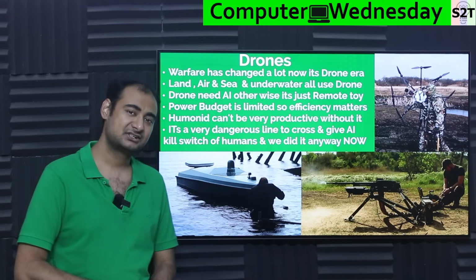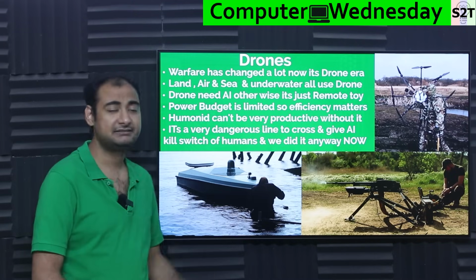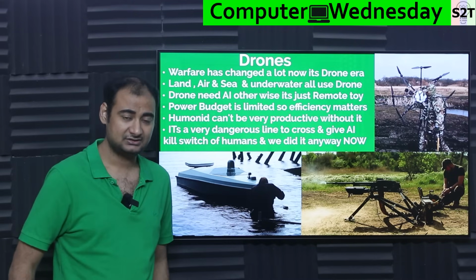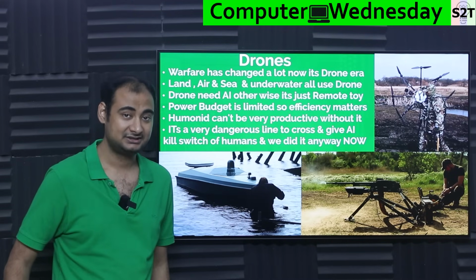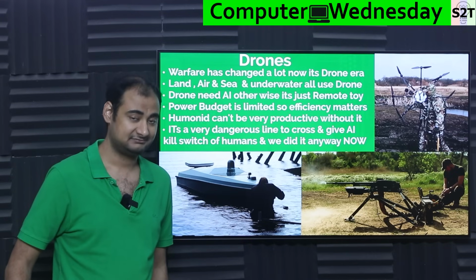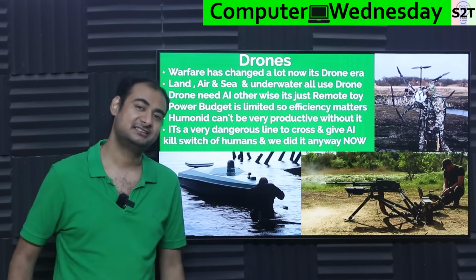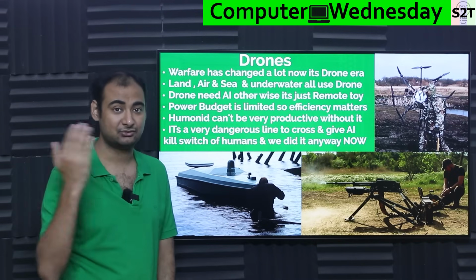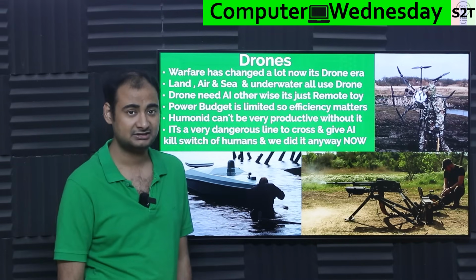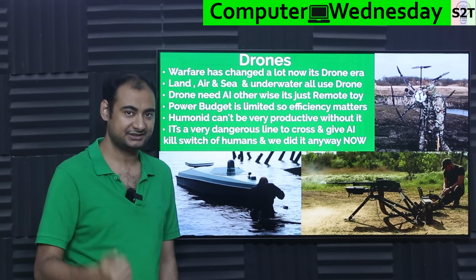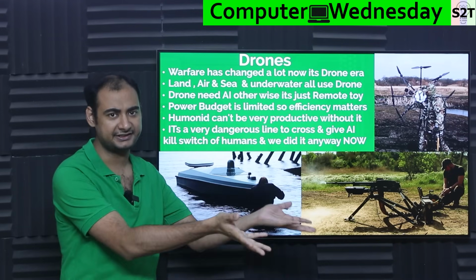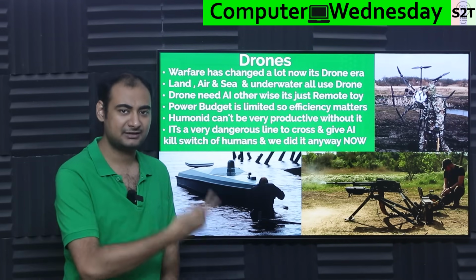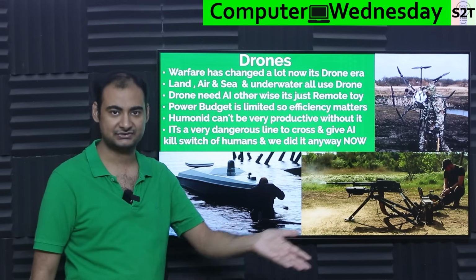But the most dangerous part is that it is a very dangerous line to cross to give AI the kill switch of humans. And we did that years ago. That's the part that scares me, because even if you're talking about drone warfare, when it started with the war on terror, it was still a person pulling the trigger. And like, okay, it does not make a difference, it's a screen. No, it matters. That person knows that I am poofing a person. The person knows that there is a person.